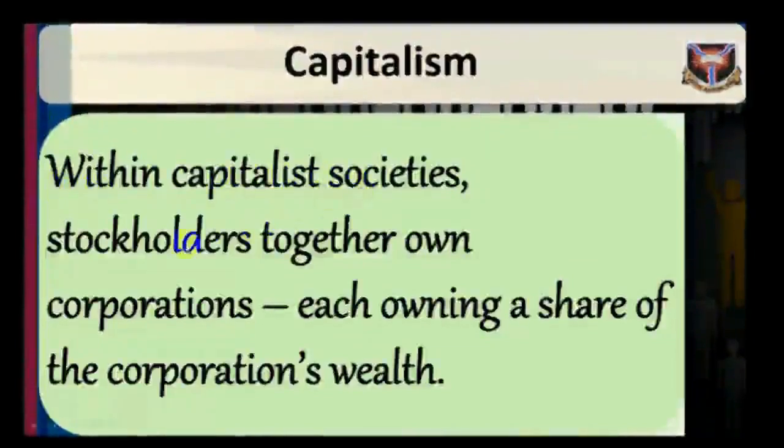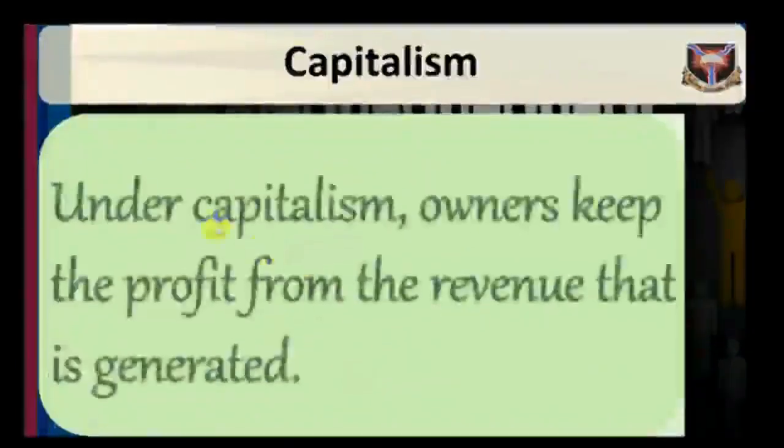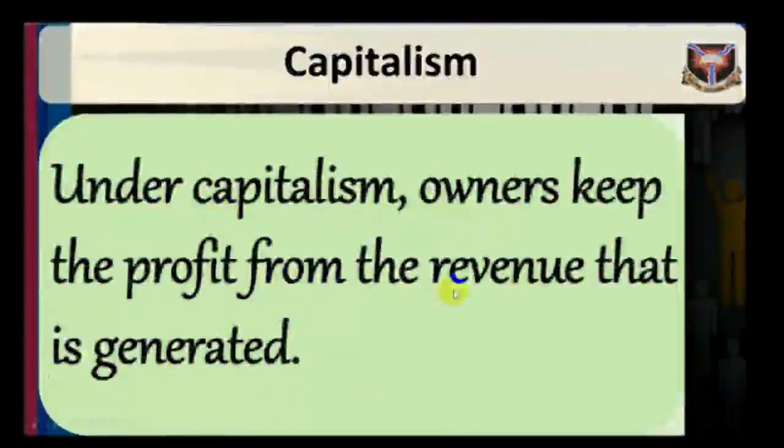Within capitalist society, stakeholders together own corporations, each owning a share of the corporation's wealth. Under capitalism, owners keep the profit from the revenue that is generated. Profit is created by selling a product at a price more than the cost of creating it. Thus, owners pay workers less than the value of what they produce. Under capitalism, workers produce the goods and provide the services, whereas owners disproportionately consume goods and reap the profits. This class relationship is what defines the system of capitalism.